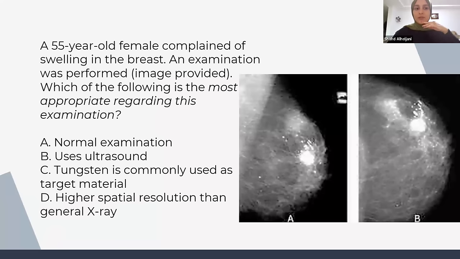So here we have a 55-year-old female complaining of swelling in the breast. An examination was performed, and which of the following is the most appropriate regarding this examination?